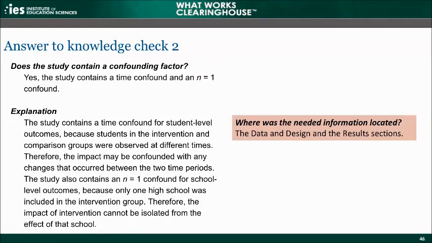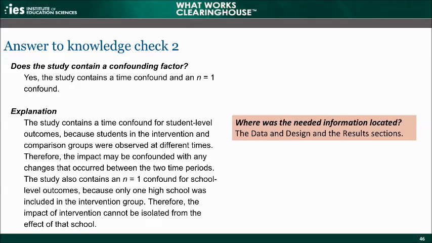The answer is yes. The study contains a time confound and an n=1 confound. Notice how we arrived at that conclusion. The study contains a time confound for student level outcomes because students in the intervention and comparison groups were observed at different times. As a result, the impact may be confounded with any changes that occur between the two time periods.